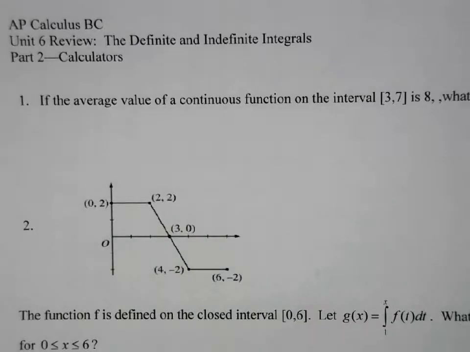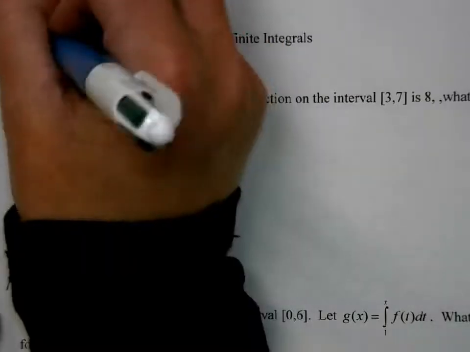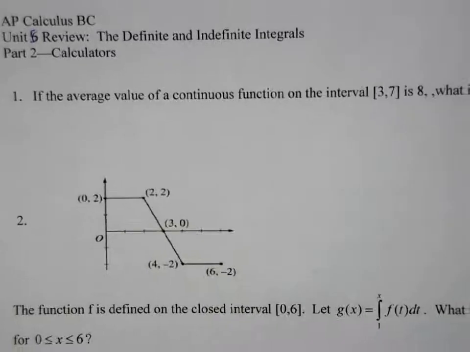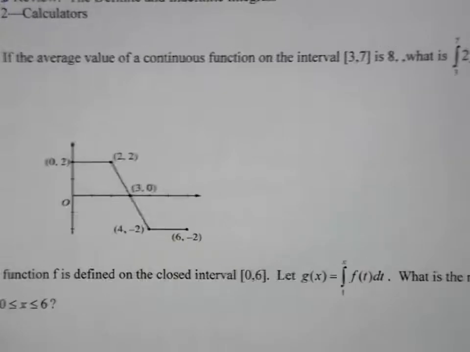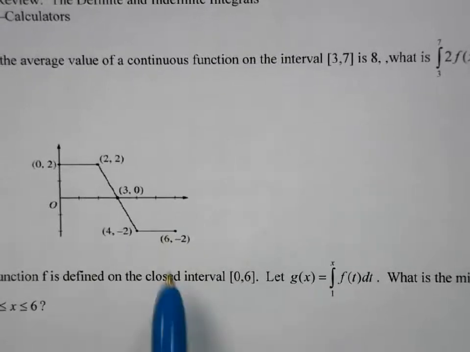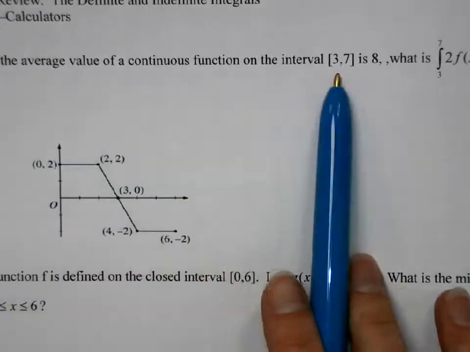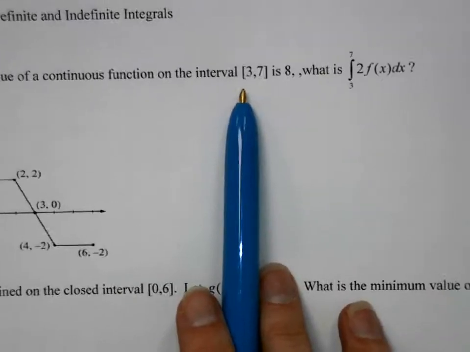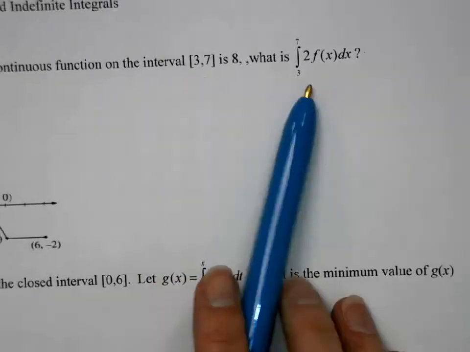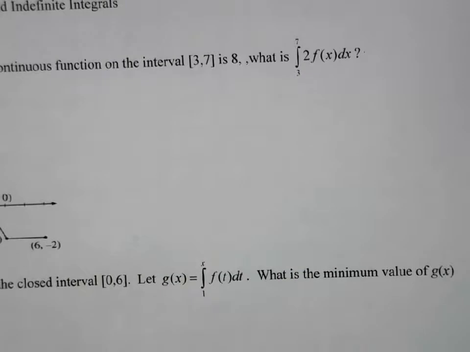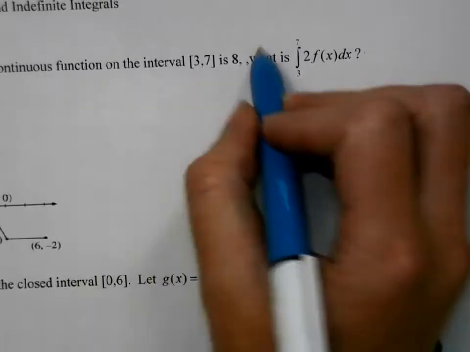Okay, this is the second part of your review for Unit 5. This is the calculator portion of your test. So the first question: if the average value of a continuous function on the interval [3, 7] is 8, what is the integral from 3 to 7 of 2f of x? Well, let's start with this portion.